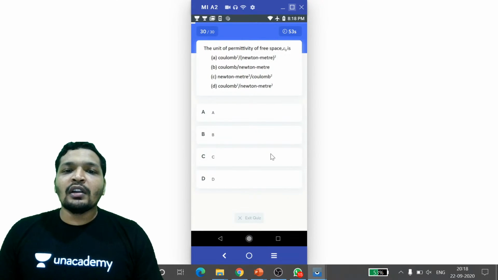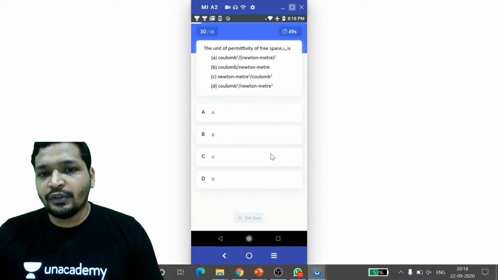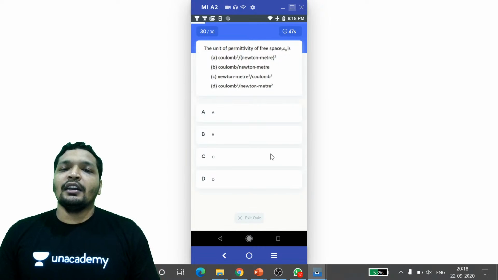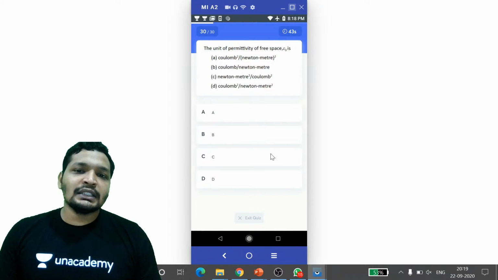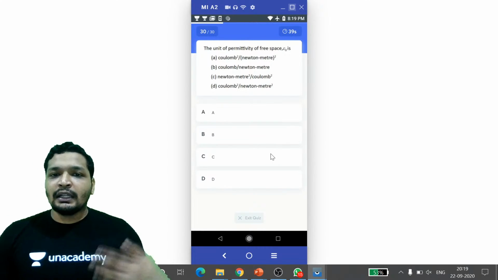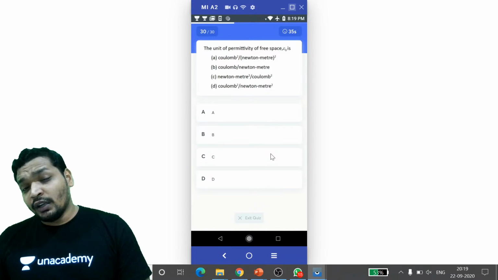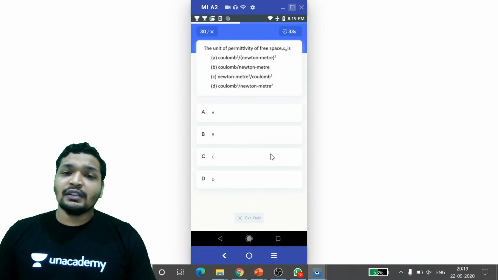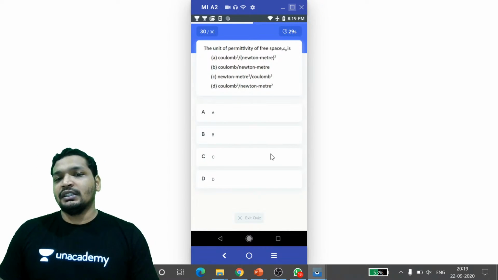Alright, this is interesting, huh? So what could all be the free space permittivity's units? Think about it carefully. This is a simple one, guys. Like, think about Coulomb's law. Think about voltage, potential difference equation. Think about capacitance. Think in every possible direction.